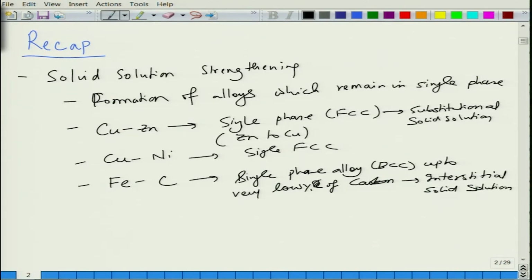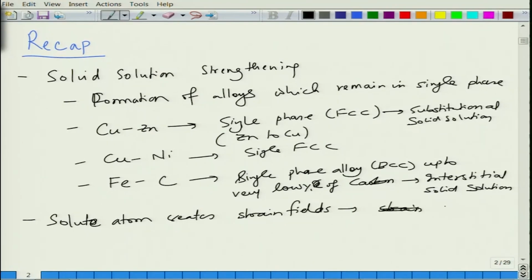As long as the alloy remains in single phase by addition of a little bit of impurity, this solute atom creates strain fields, and these strain fields cause strengthening. This could be because of interaction of those strain fields with dislocations, making the dislocation movement a little bit harder. As a result, it leads to solid solution strengthening.